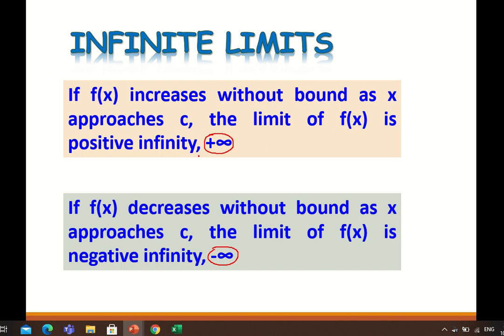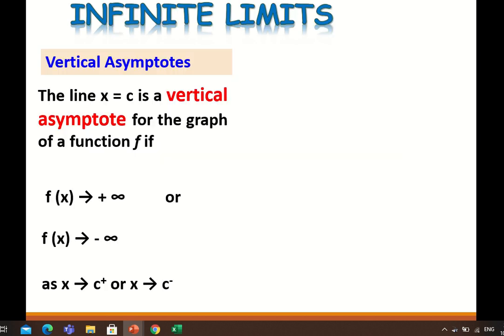Okay, so just remember these two concepts. These are very important ideas that we are going to apply in our next discussion or next example. Then we have here what we call vertical asymptotes.